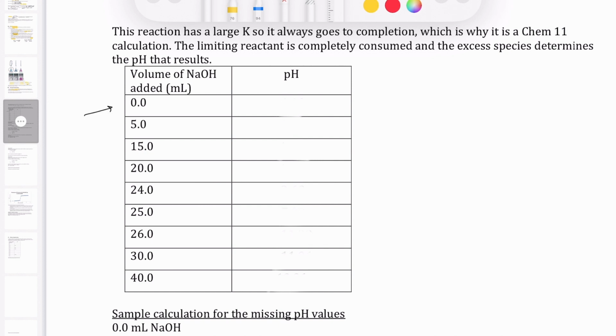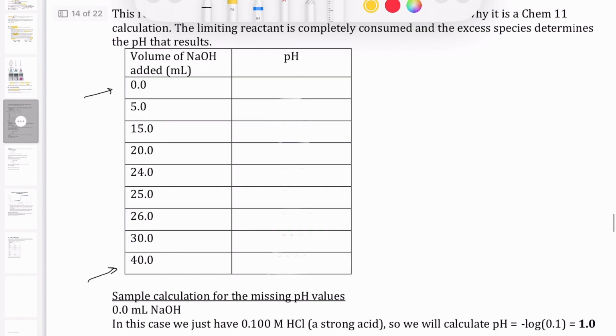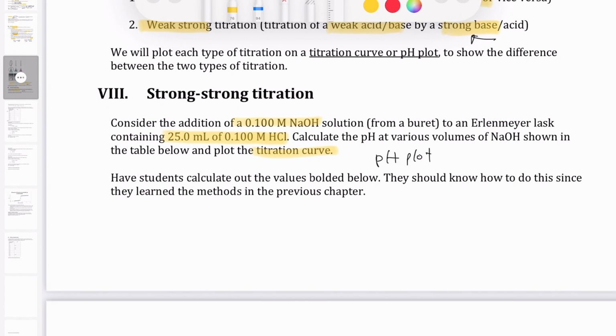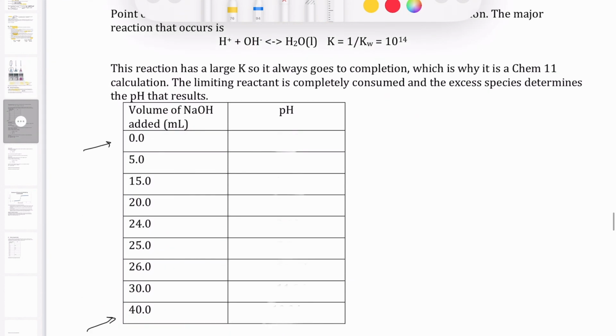So we just start with no NaOH, and then we're going to stop the titration at 40 milliliters of that NaOH solution. At the end of the process, we'll have this table completely filled with values of pH. And then we also want to draw something called a titration curve, or a pH plot, or a pH curve, okay? We're trying to visualize how the pH is changing as we're adding more and more titrant into the flask.